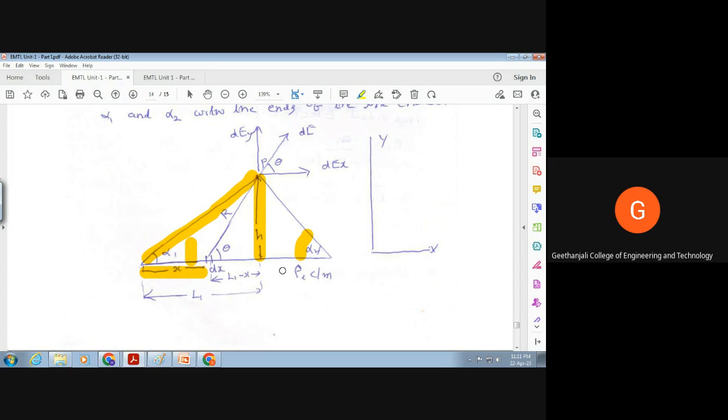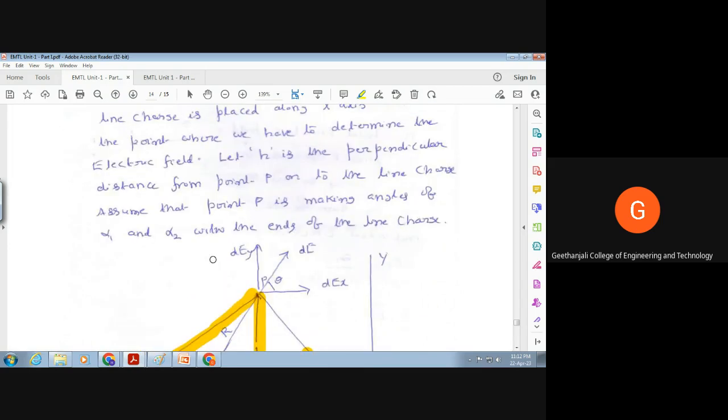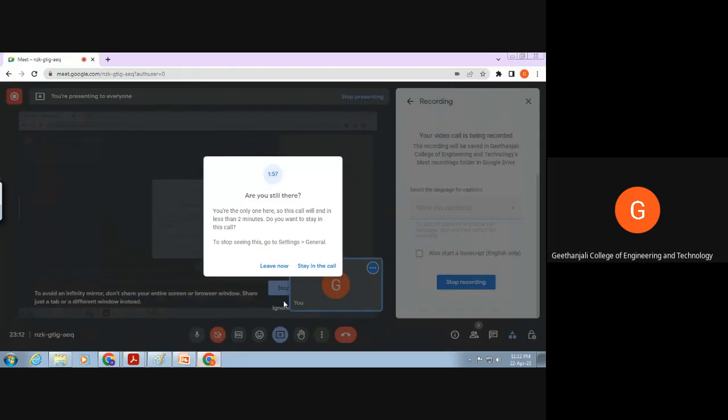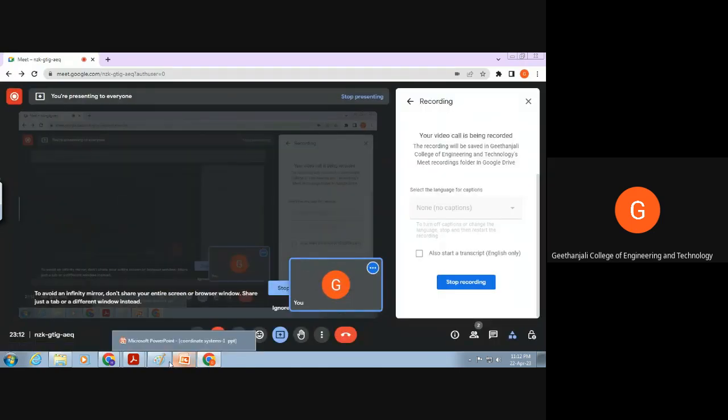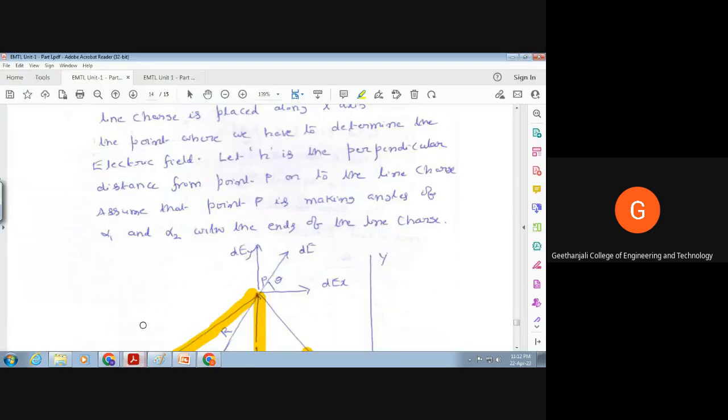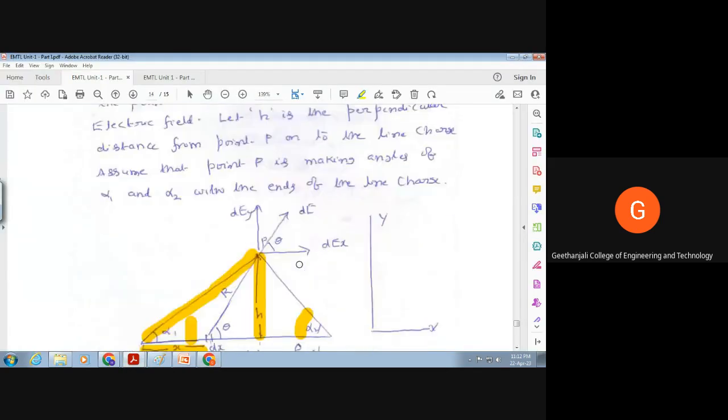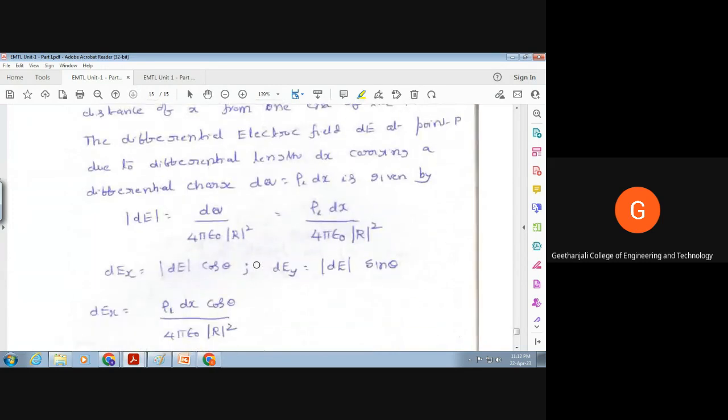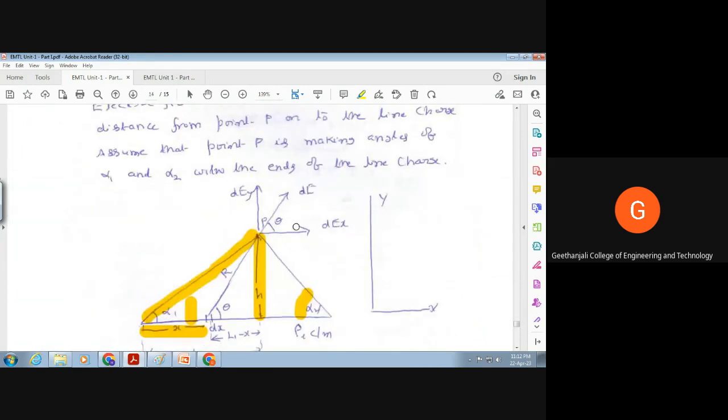So when I consider a differential length dx, how much charge does it contain? Rho L into dx. So if dE is the differential electric field intensity at point P because of this dx, which carries the charge of rho L into dx, what is the expression for dE? dE is equal to rho L into dx by 4 pi epsilon naught r square. And this is the direction of dE.